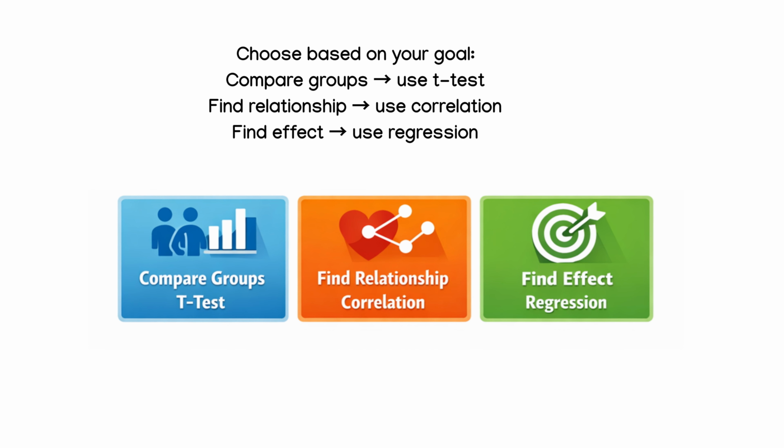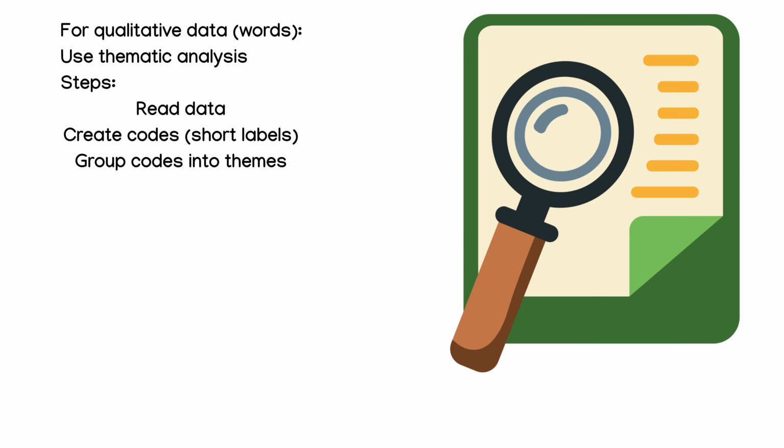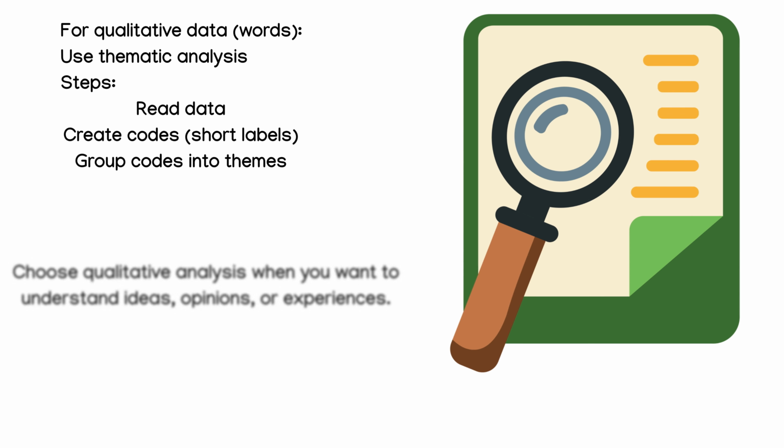Compare groups, use t-test. Find relationship, use correlation. Find effect, use regression. For qualitative data, words, use thematic analysis. Steps: read data, create codes, short labels, group codes into themes. Choose qualitative analysis when you want to understand ideas, opinions, or experiences.